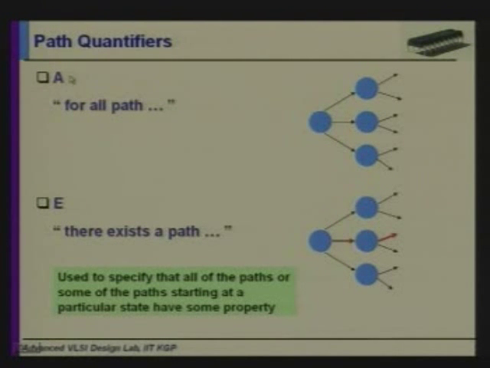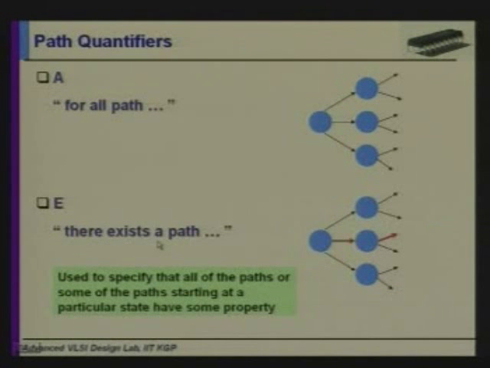Now we discuss what are called path quantifiers. As we have seen, in LTL, for an implementation or a state transition system to satisfy a formula, it is necessary to satisfy it along all paths. In the same way, we can reason about for all paths and there exists a path. This kind of distinction we can make. In LTL, we cannot distinguish between these two options.